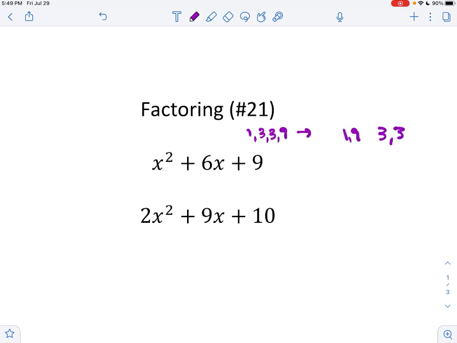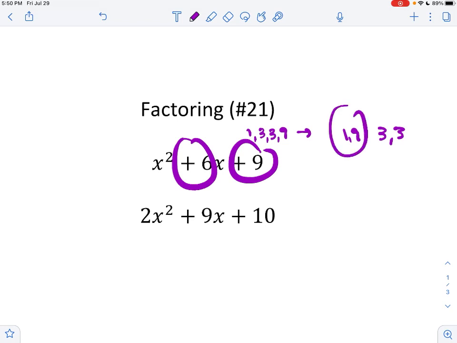So you look for factor pairs of this number that equal this number when you add them together, keeping in mind the signs. So factors of positive 9 that add up to positive 6. These can't add up or subtract to positive 6, but these can add up to positive 6. So our factors that we want to use are 3 and 3.